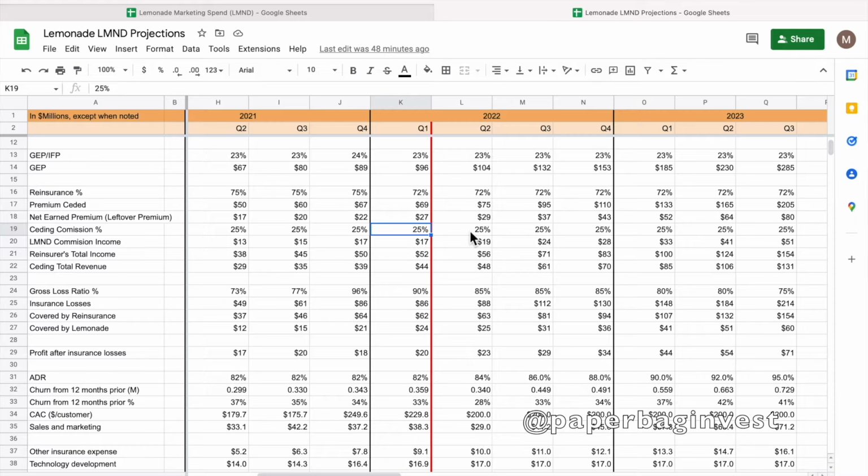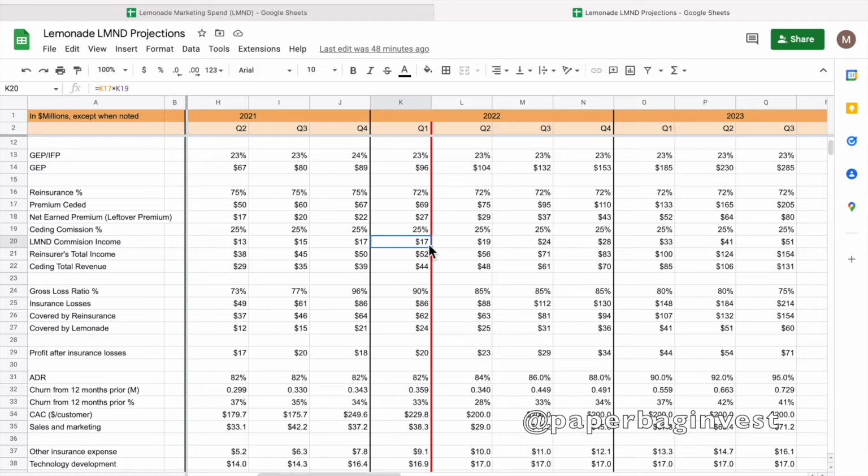They get 25% of what is ceded to the reinsurers back, kind of added as an administration fee. That's their commission income, the commission back on what was ceded.